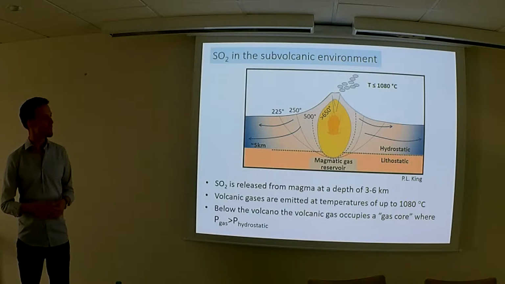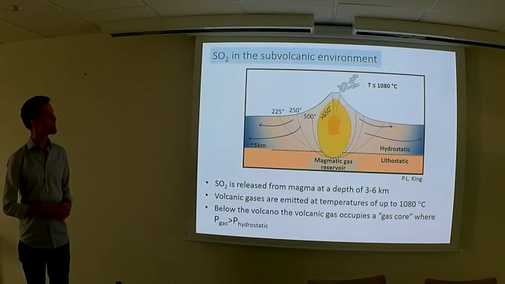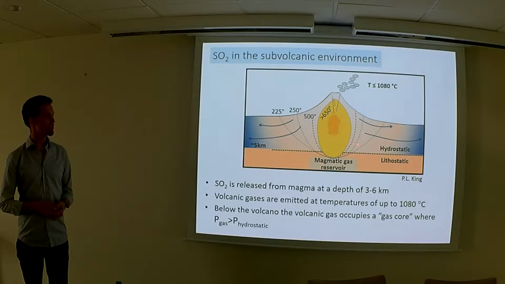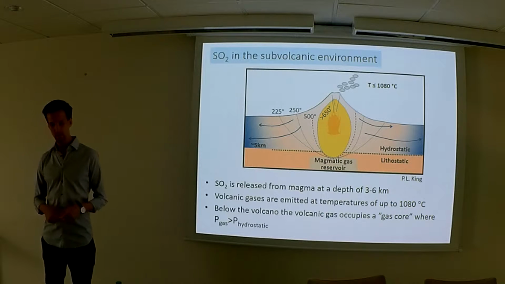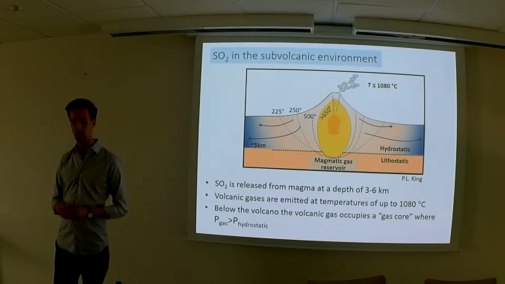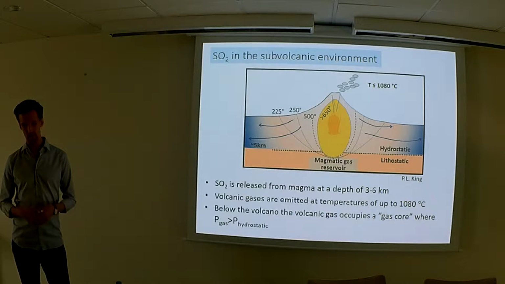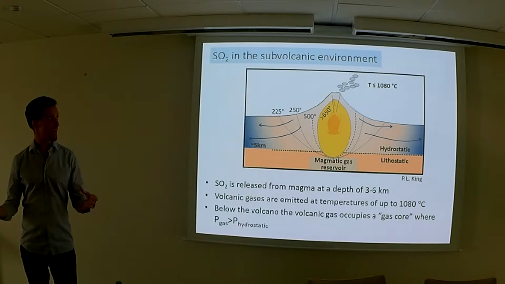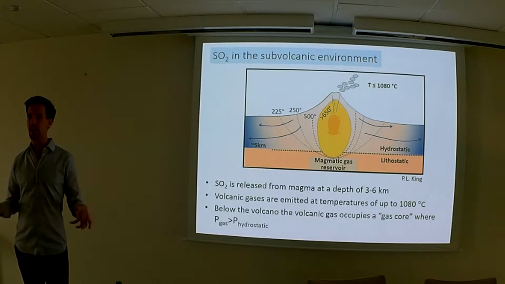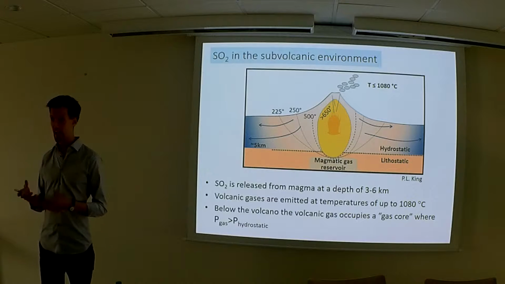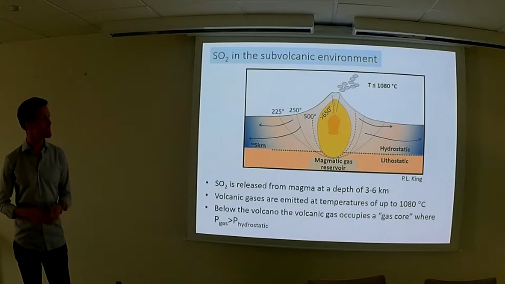in. If we look at where we might expect some sulfur dioxide, we have to look above the pressure conditions where the sulfur dioxide is released from the magmatic reservoir. That's usually at a depth of 3 to 6 kilometers, where the gas, together with other volatiles which are released at high pressures, such as CO2, forms a volume. We call that the gas core, at which the pressure of the gas is higher than the hydrostatic pressure of the surrounding water.